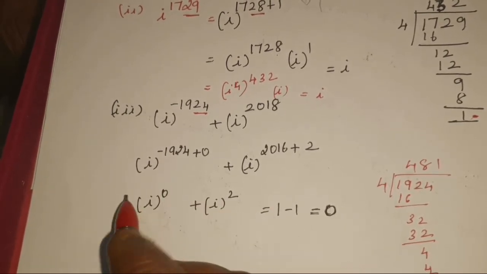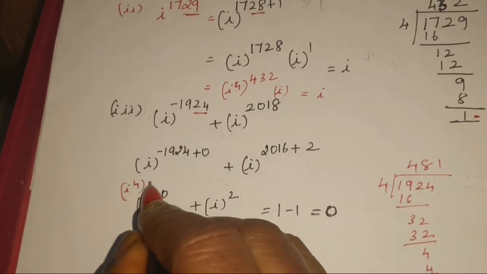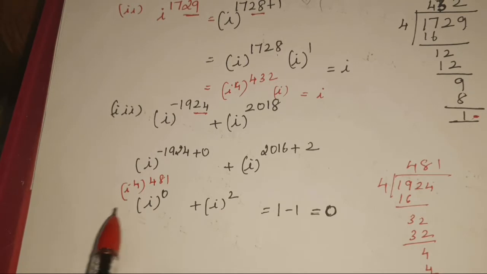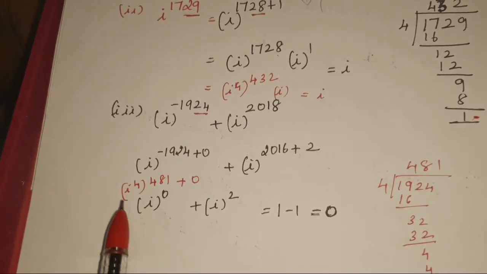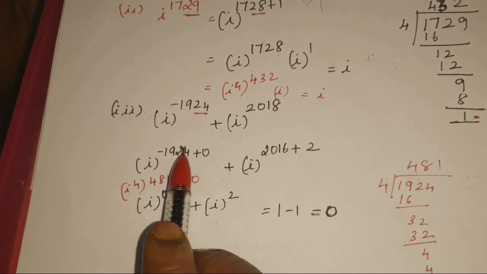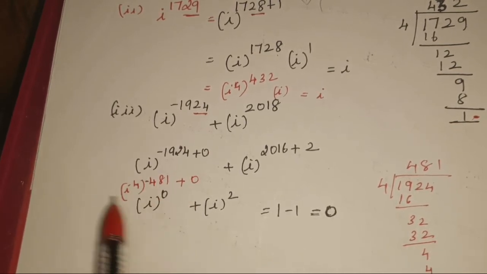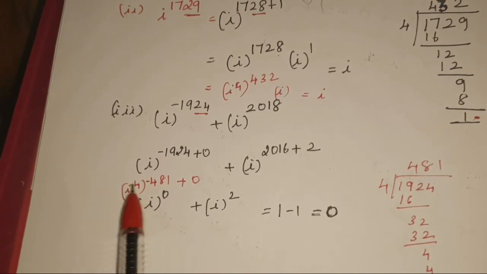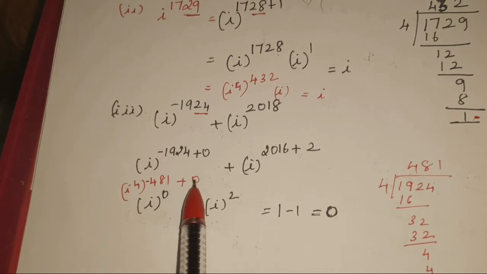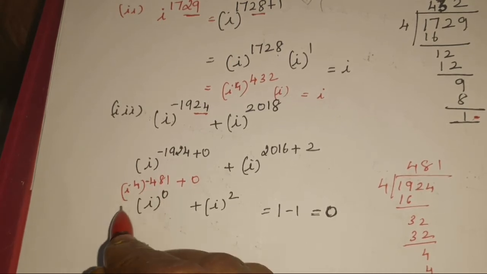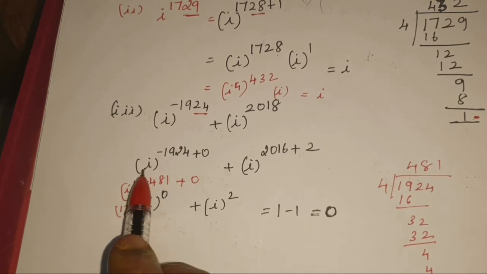If you want to write one more step, i power 4, the whole power 481. There is no remainder, that is 0. 4 into 481 is nothing but 1924. Don't worry about the negative number. So i power 4 is always 1. 1 power any number is 1. Therefore, i power 4 the whole number is 1 into i power 0. i power 0, this is the first value.